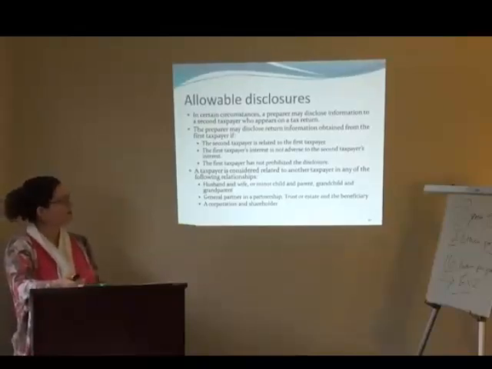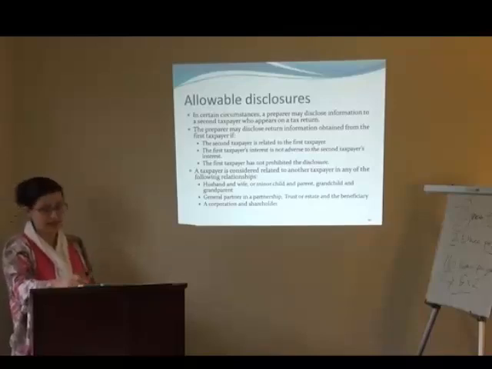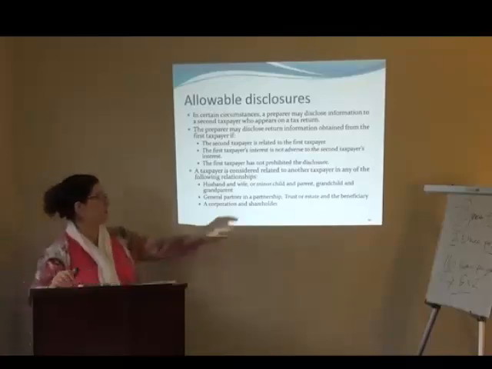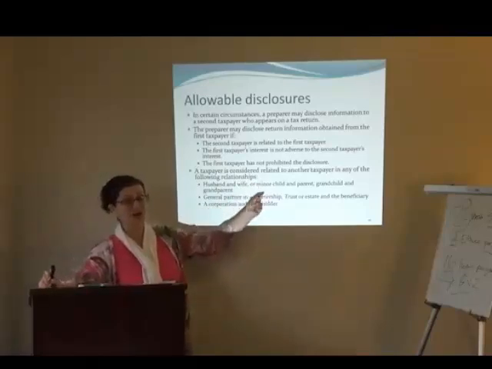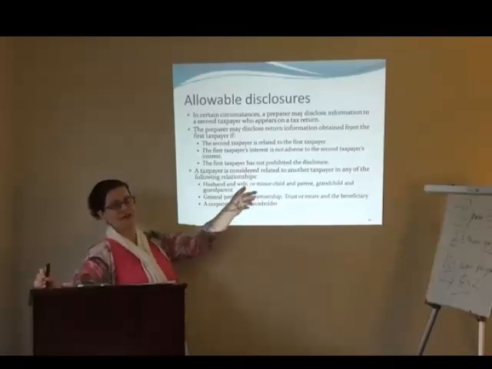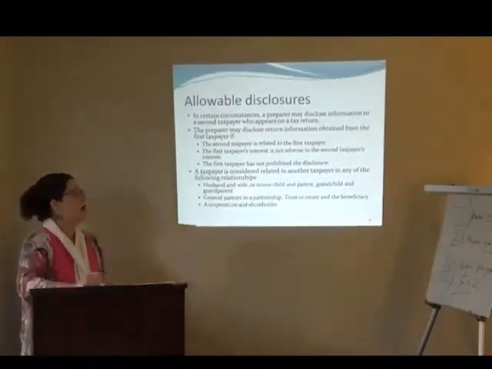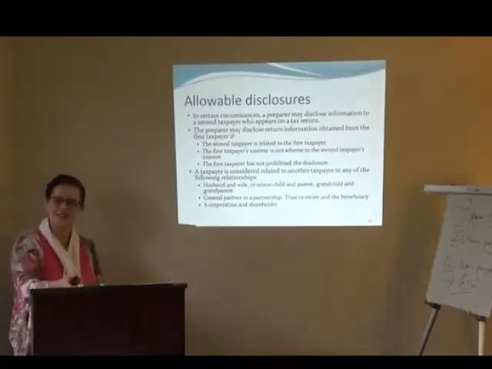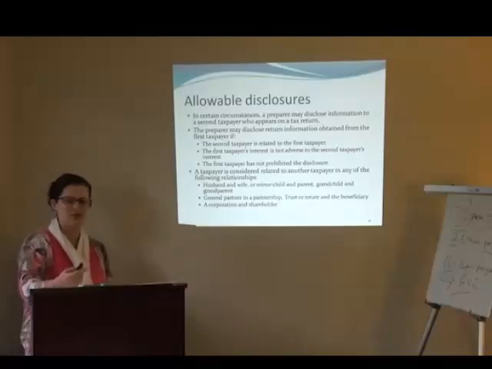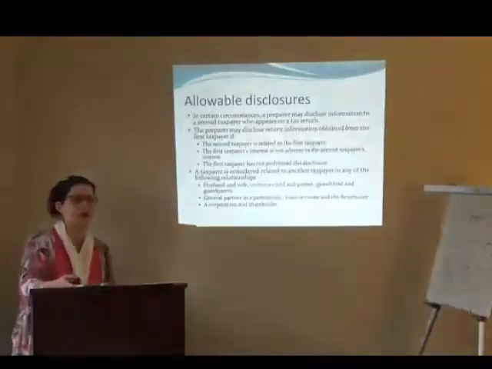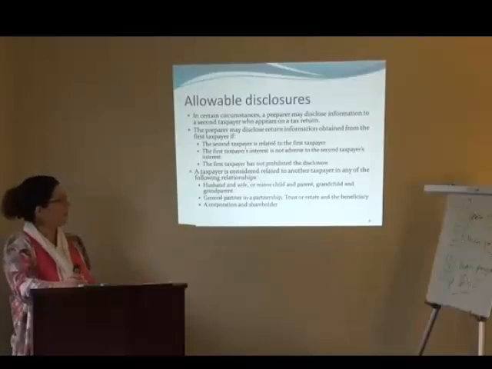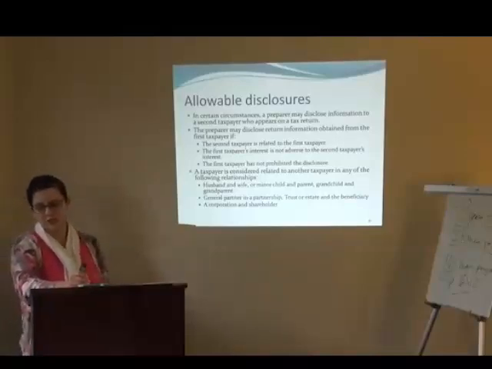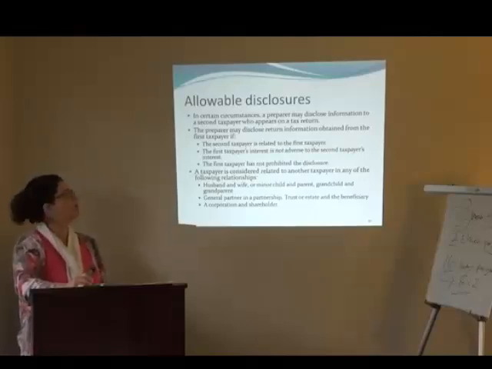The taxpayer is considered related to another taxpayer if it's a husband and wife, a minor child and a parent. Do you see this? Minor child. An adult child, you might have a problem, once they start getting on their own and they don't want to be claimed as a dependent anymore. A minor child and a parent, a grandchild and a grandparent. Grandchild and a grandparent, I think, is kind of unusual, right? Because the grandparent wouldn't necessarily be claiming the child, but it's in there. It's in the pubs. A general partner and a partnership, and a trust or estate and the beneficiary, a corporation and a shareholder.